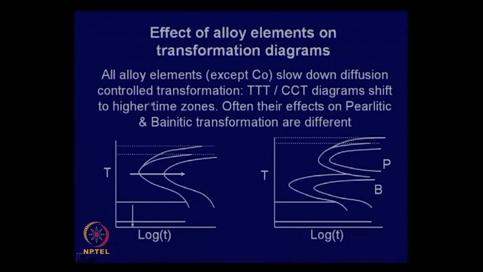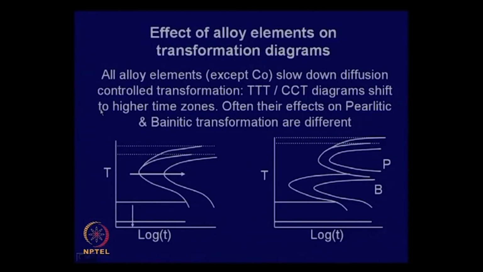All alloy elements slow down this diffusion control transformation. If we look at this TTT diagram, it is shifting to the right side. The Ms temperature and Mf temperature go down. So, that means there is a chance of having more retained austenite in alloy steels.